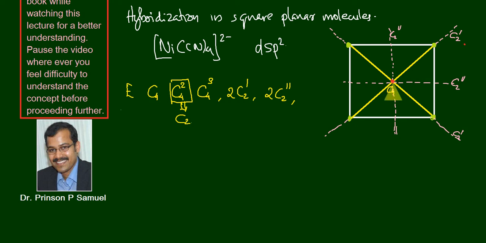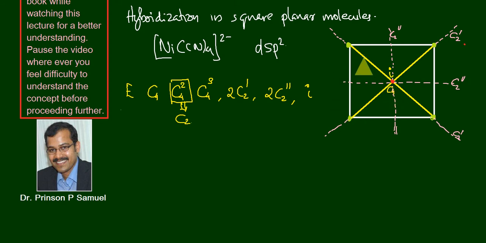See, the center of the square is an inversion center. So I have this inversion center also here, I. Then I have a S4. Why I have S4? This C4 axis, that is the axis passing through this point, perpendicular to the molecular plane, that C4 axis is an S4 axis also. Or in other words, we can say C4 axis and the S4 axis coincide.